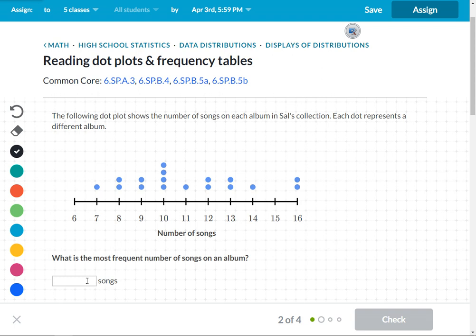What is the most frequent number of songs on an album? The most frequent. Now, when you say the most frequent, what you're referring to is basically the number that's represented the most, and that's also known as the mode. M-O-D-E. So the mode is a number that would basically be the highest, or the one that's shown the most, which in this case is 10.